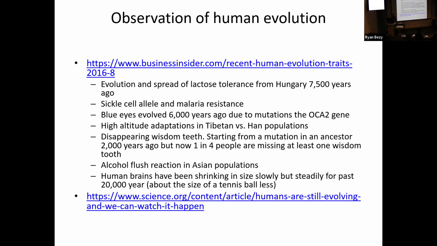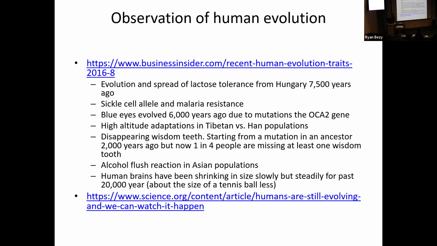And then also human brains have been gradually shrinking since about 20,000 years ago. Human brains have gotten smaller by about the size of a tennis ball based upon archaeological and fossil records. And so the human brain has actually gradually been shrinking for about the past 20,000 years. And these are all documented changes over time in human populations.